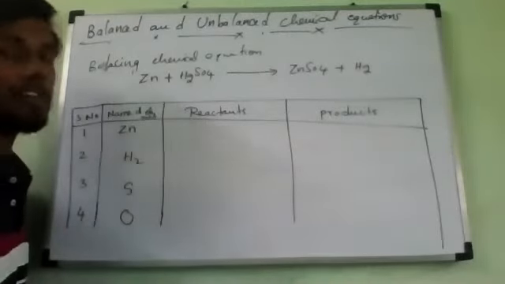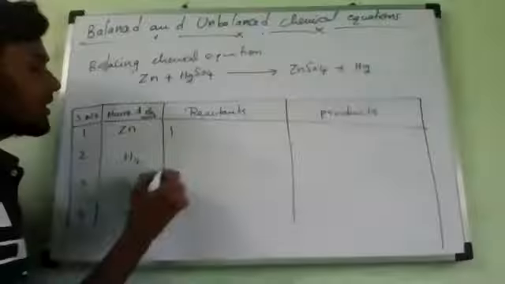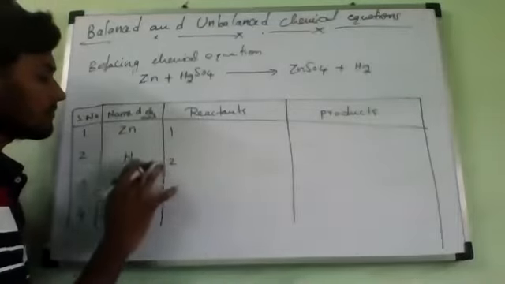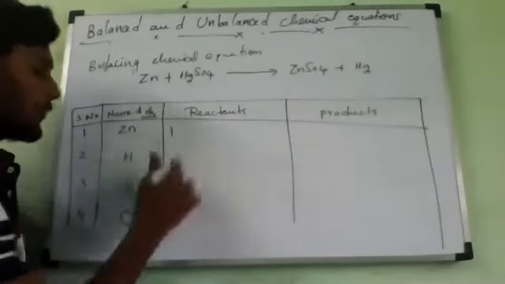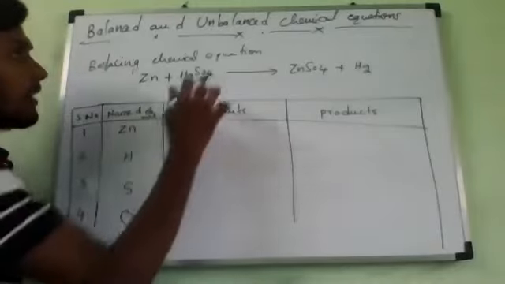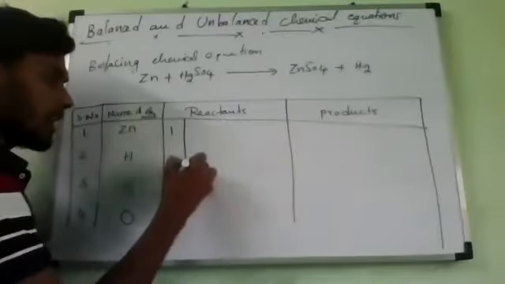Now, on the reactant side, write the number of all the elements which are present. Now, zinc, how many are there? One. Next, hydrogens, how many are there? Two. Here, you should not write H2, write H only. Two. Sulfur, how many are there? One. Oxygens, how many are there? Four. You can make a line like this.